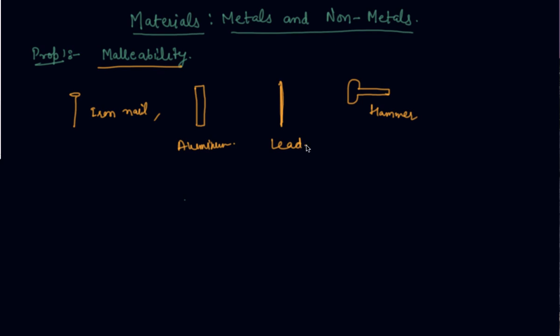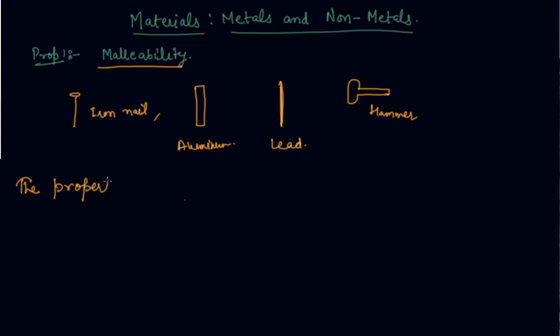You can also do this activity at your home. When you beat the iron nail with the hammer, after some time the iron nail starts elongating like a sheet, and the same is the case with aluminium. But when you hit the lead with the hammer, it suddenly breaks down. So here I want to show you the malleability property. So what is malleability?